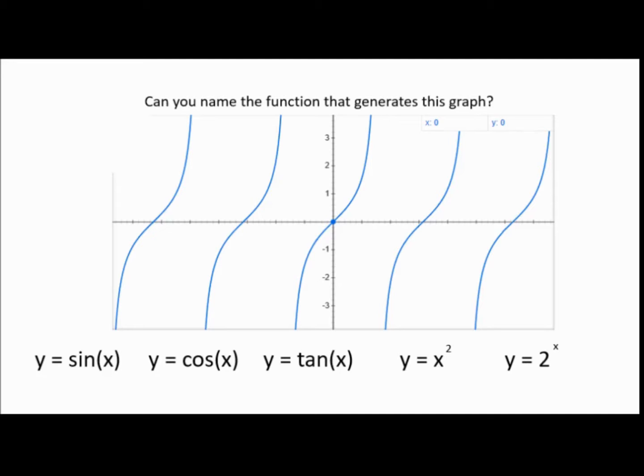Alright, so this graph does repeat periodically, so it's going to be one of the three trigonometric functions. It's not bound between 1 and -1, so it can't be y equals sine x and it can't be y equals cos x. So this is y equals tan x.